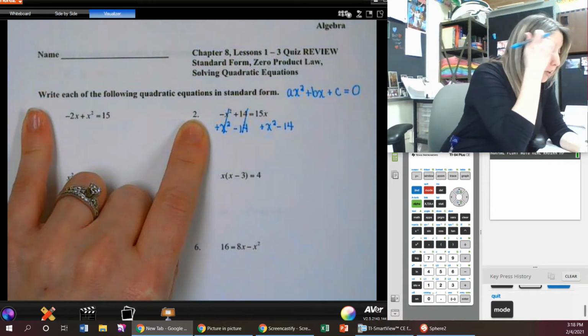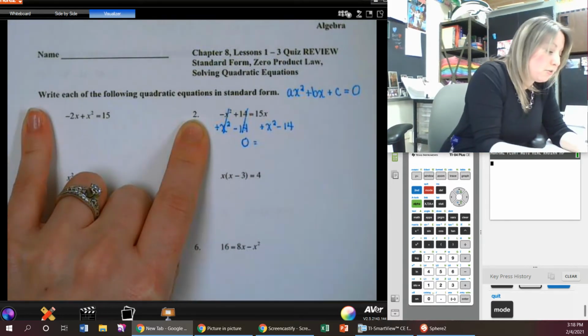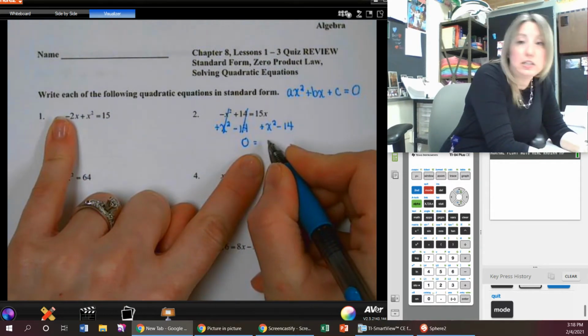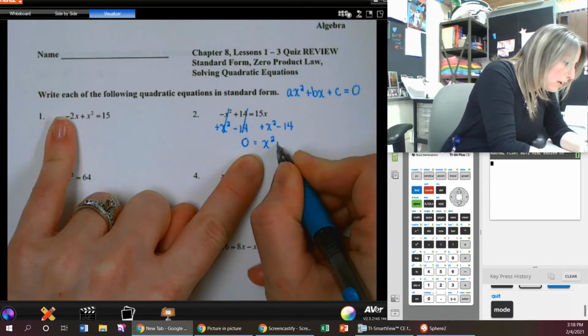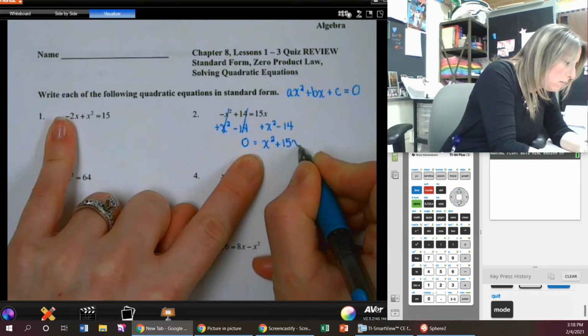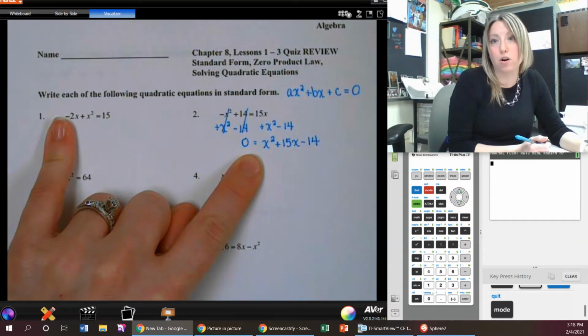And now these cancel out to 0. Bring down your equal sign. Now you go descending exponential order. Positive x squared plus 15x in the middle minus 14 at the end. There is your standard form of that quadratic equation.